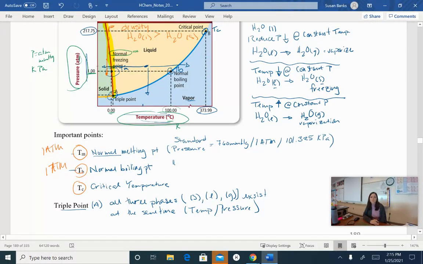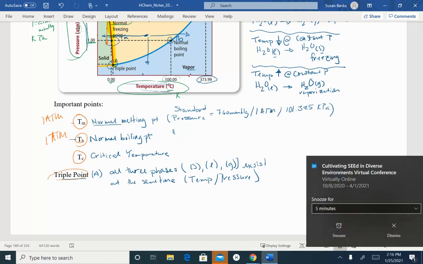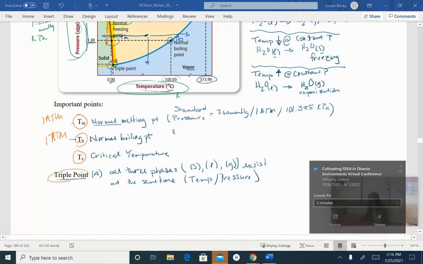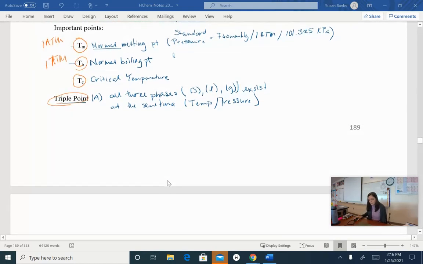no longer really tell whether we have a liquid or a gas. It becomes what we call a superheated fluid, and we can't really liquefy it anymore at all. Okay, so we also have our triple point, and our triple point is where we have all three, solid, liquid, and gas, all three phases in equilibrium at the same time. Okay, hopefully you looked at that triple point video.